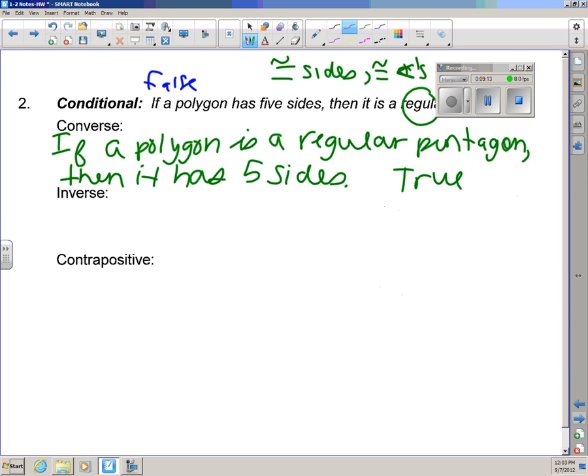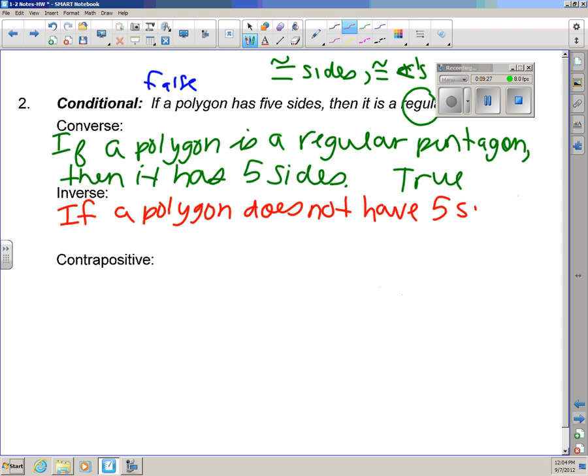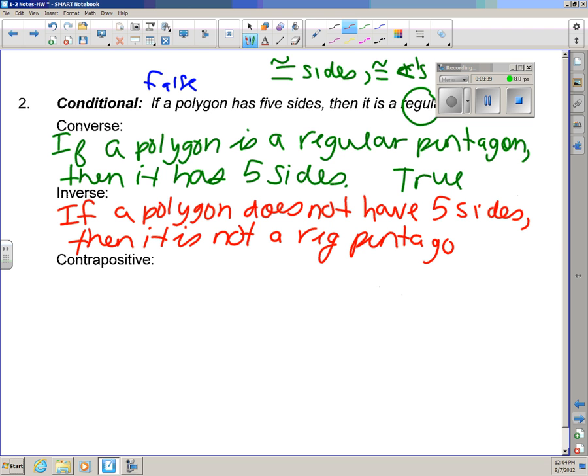If I take a look at the inverse, when I negate, this is going to be: if a polygon does not have 5 sides, then it is not a regular pentagon. And that has to be true because if it doesn't have 5 sides, you can't be called a pentagon.